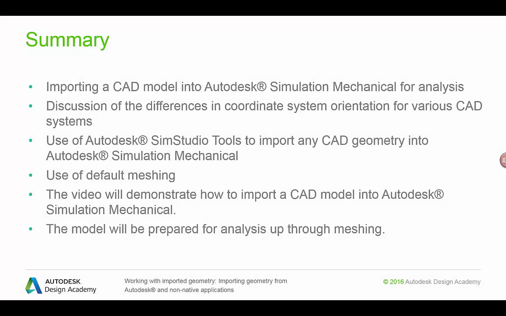To summarize, in this module, we went over importing a CAD model into Simulation Mechanical. We talked about the differences in coordinate system orientation for various CAD systems. We used SimStudio Tools to create and push geometry to Simulation Mechanical. We generated several meshes for all these imported geometry and talked a little bit about the material options.